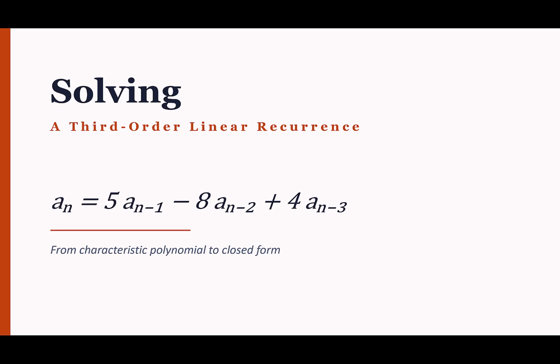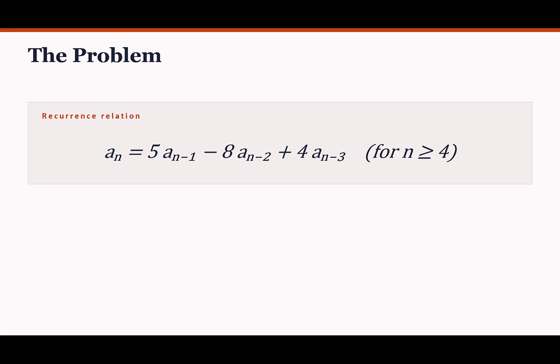Everybody, in this video we're solving a third order linear recurrence. Our problem says a sub n is 5 times a sub n minus 1 minus 8 times a sub n minus 2 plus 4 times a sub n minus 3, which tells us n has to be greater than or equal to 4 for us to be able to find terms in the sequence. We need to know a few initial conditions. So we're given a sub 1 is 3, a sub 2 is 10, and a sub 3 is 26.